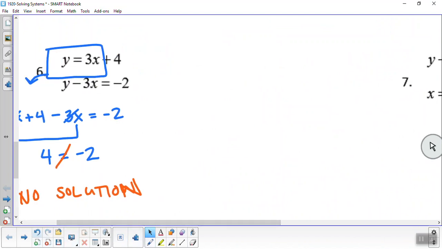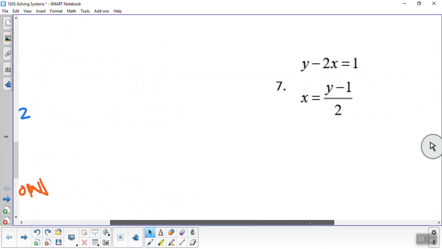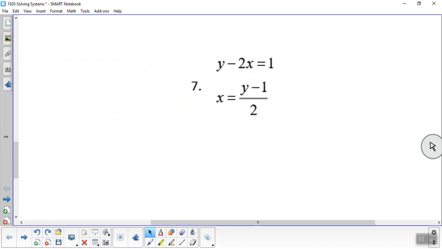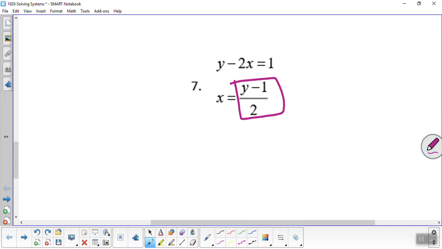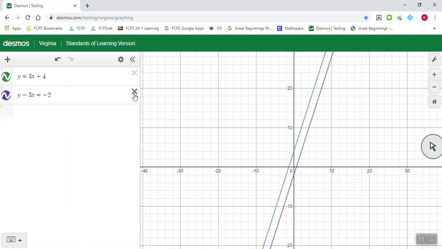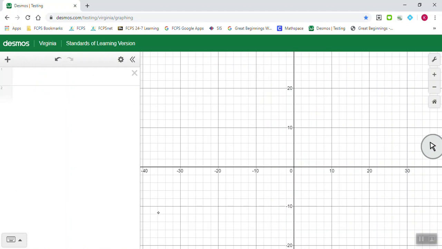All right, now let's look at our last one, number 7. Number 7, you could do substitution, and that's completely fine because you have x by itself, and you just plug it in for the x up here. I'm actually going to do this one by graphing. So I'm going to go to my Desmos, and I'm going to type in the first one, which is y minus 2x equals 1.